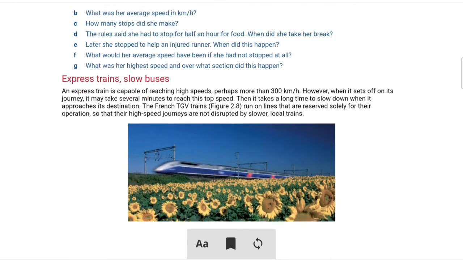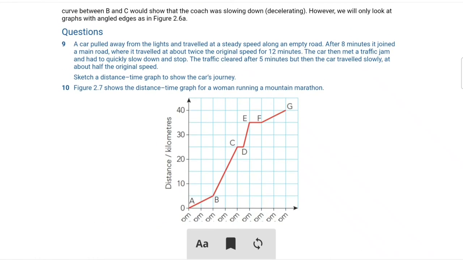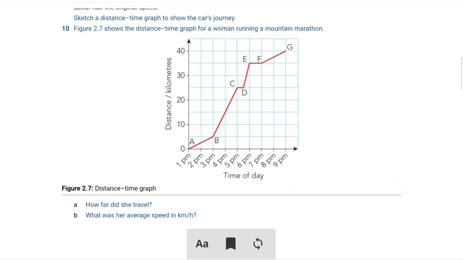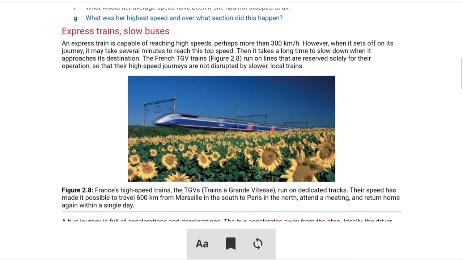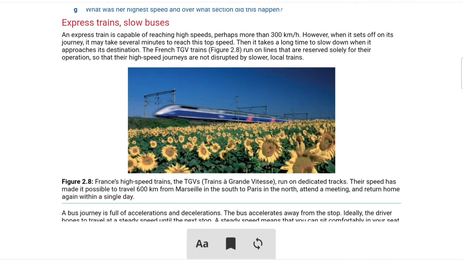Next, you have to do 9 and 10. Okay, so next we have to discuss express trains and slow buses. When we say express trains, they will be having a high speed, perhaps a speed of 300 kilometers per hour.